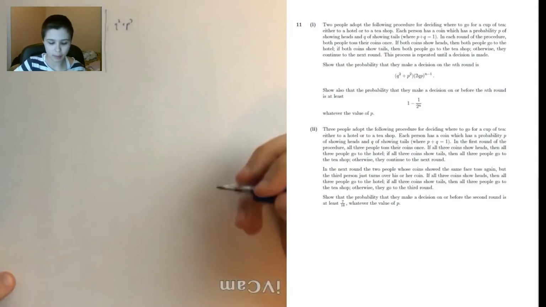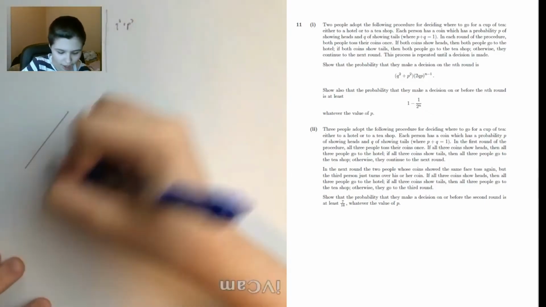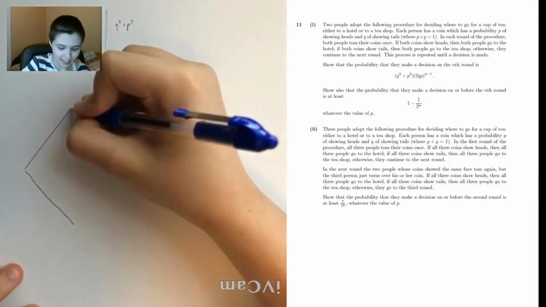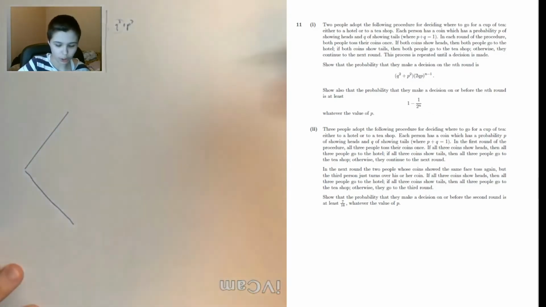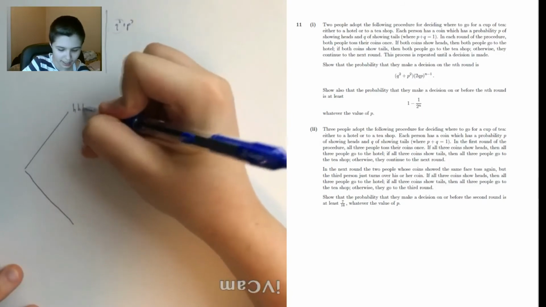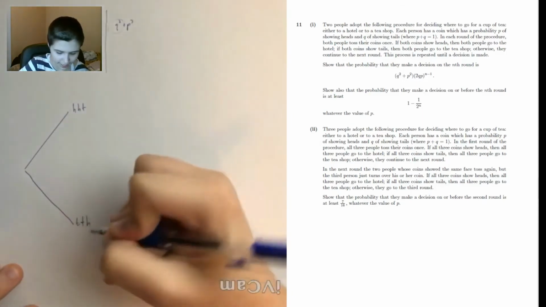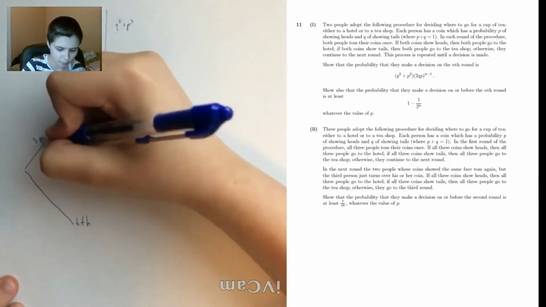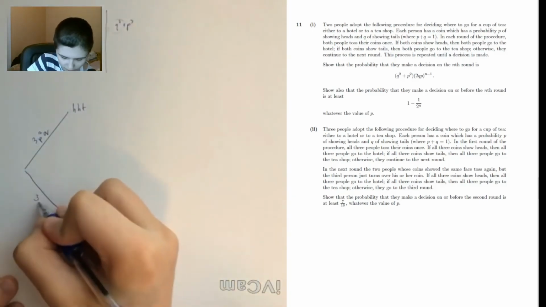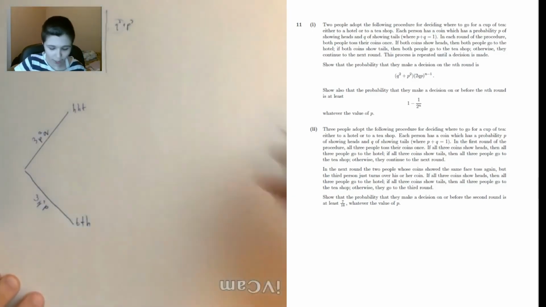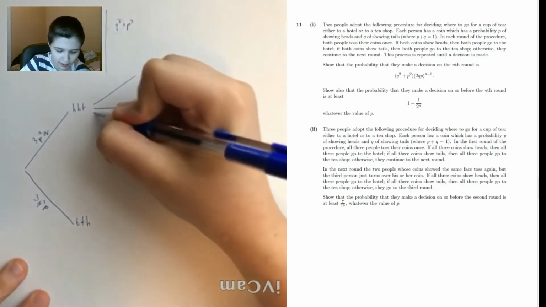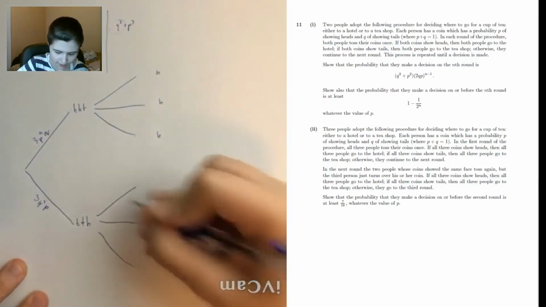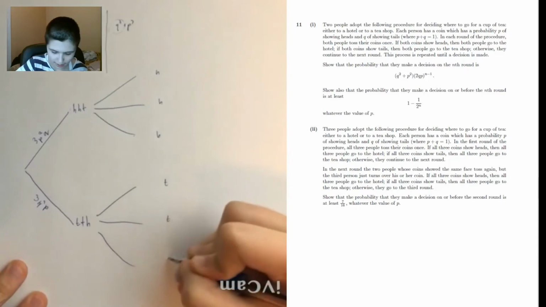then the probability of them making a decision on the second round, I suggest drawing the tree diagram. And here, if they're not all going to be the same, they're either going to be heads, tails in some order, or tails, heads in some order. And the probability that it's heads, tails is going to be 3p squared q, and here that's going to be 3q squared p. And if it's heads, tails, then the tails is automatically going to become a heads, and the heads down here is automatically going to become a tails, and tails.